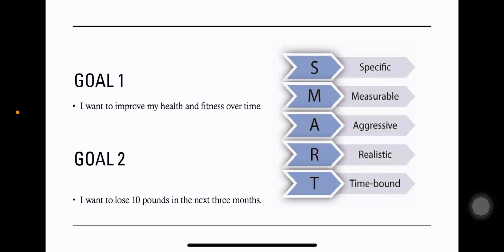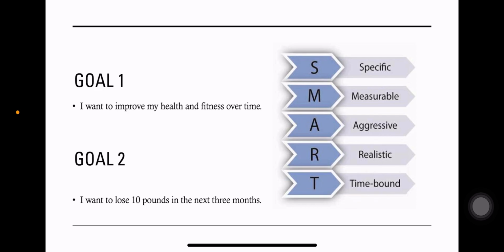In order to be fit and healthy, they know what to do. They have set a very specific goal that they have to lose 10 pounds of weight in the next 3 months in order to be more fit and more healthy over time. So this is how a goal should be set, like the second one, like goal 2. It has to be very specific, unlike the one which is just more basic, like just wanting to improve health and fitness over time.